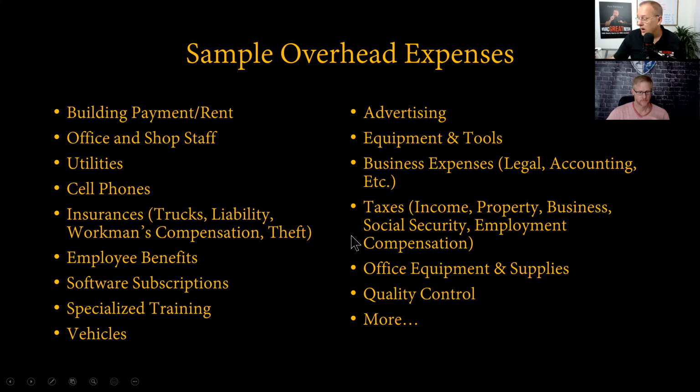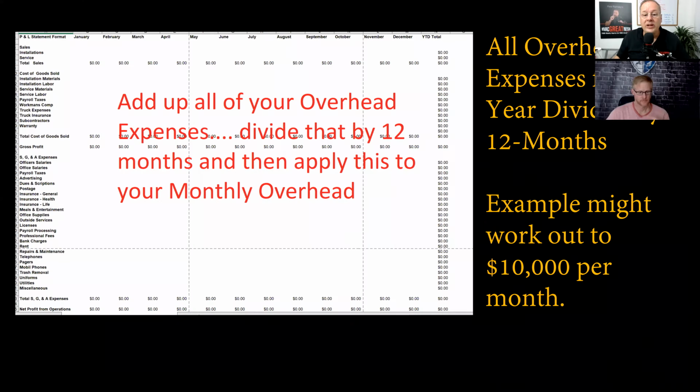So this is what overhead is, and what we do is we add all of that stuff up, and not just month to month, but for the whole year, and divide it by 12 months. Because some things we may pay periodically, maybe annually, every 6 months. And so if we add all that up, kind of average it out, we know that every month we have to come up, in this case, with $10,000 to meet overhead.